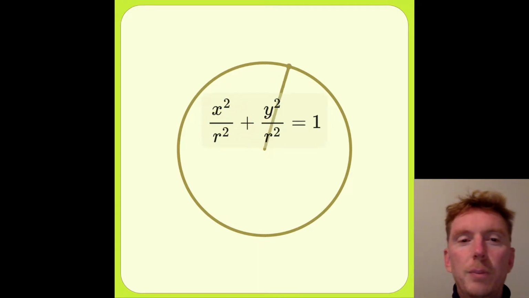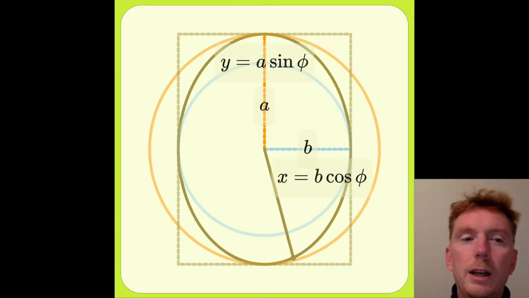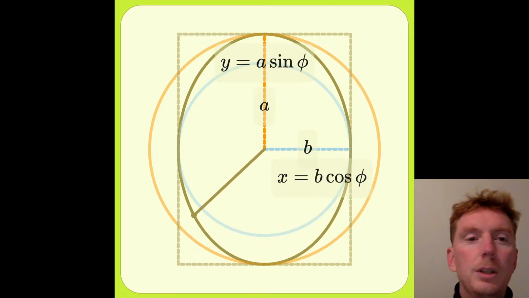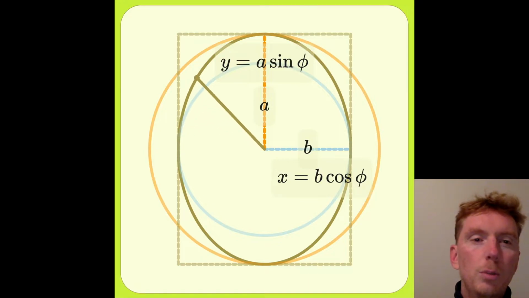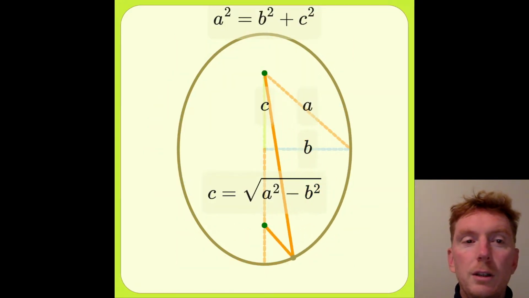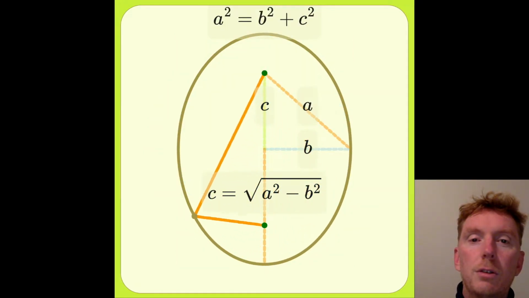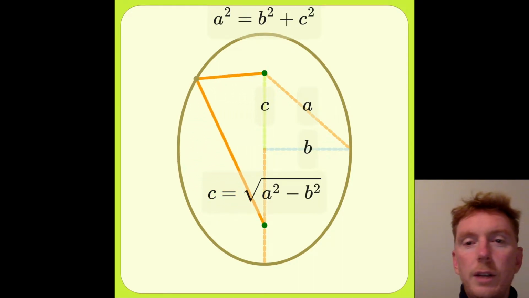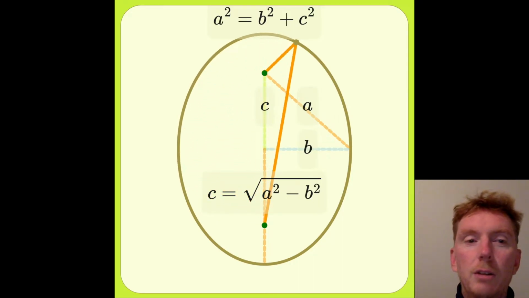Another way to describe the curve is to sweep an angle using sine and cosine to calculate x and y coordinates. The focal point distance from the center is denoted c. A, B, and C form edges of a right triangle. This allows us to relate them as Pythagorean triples.